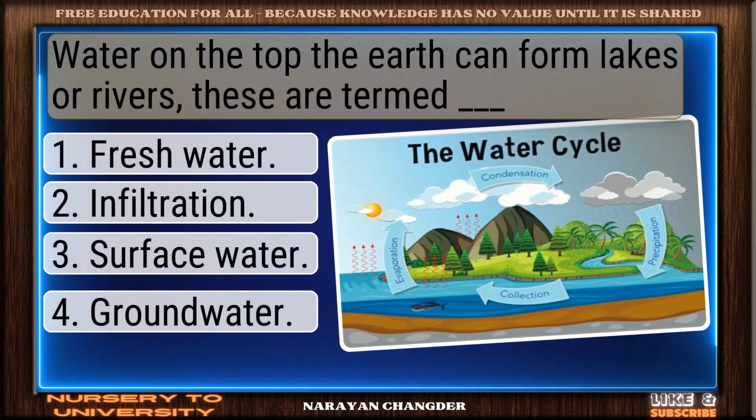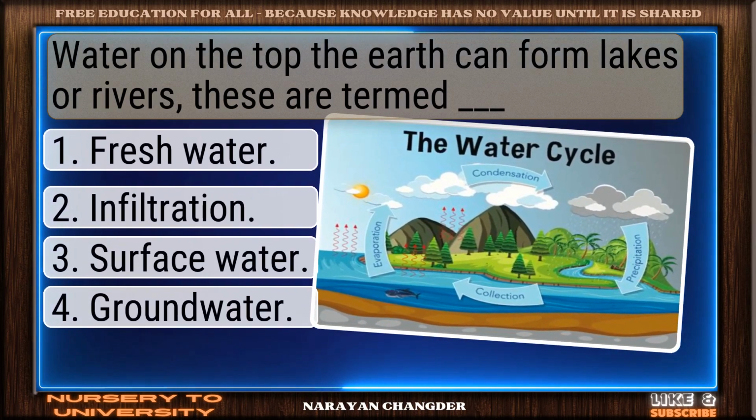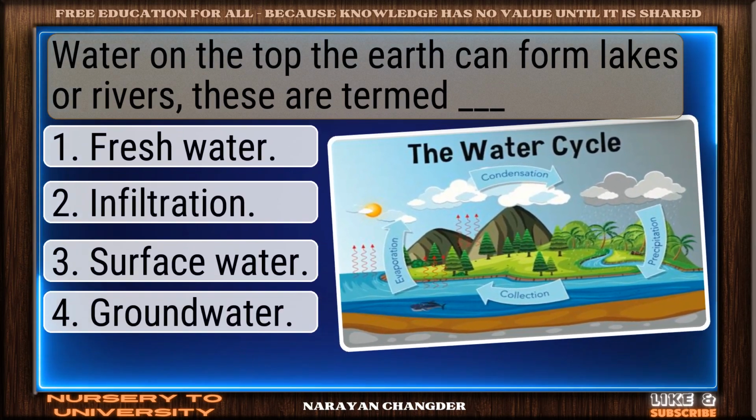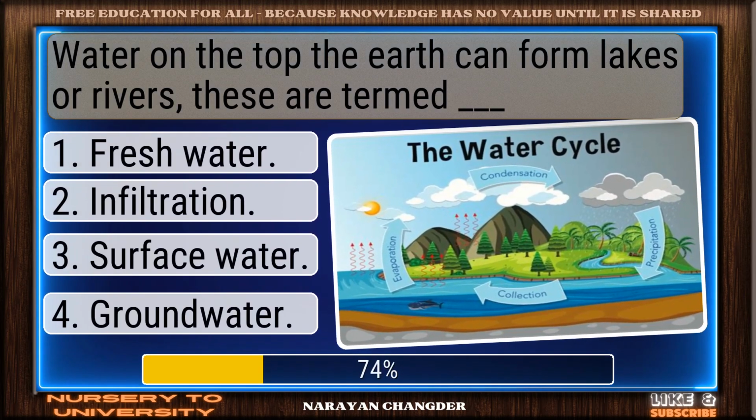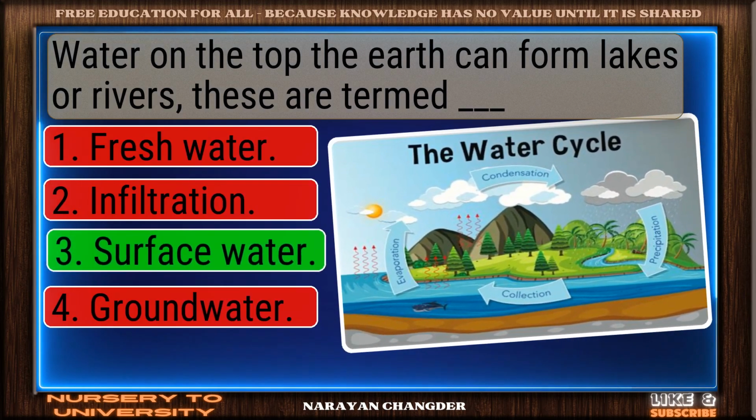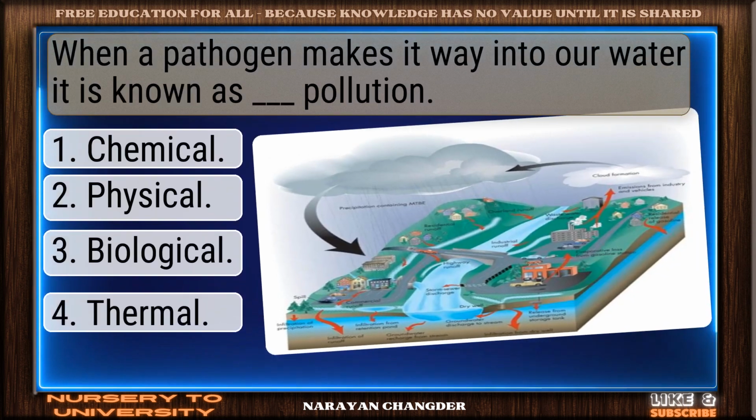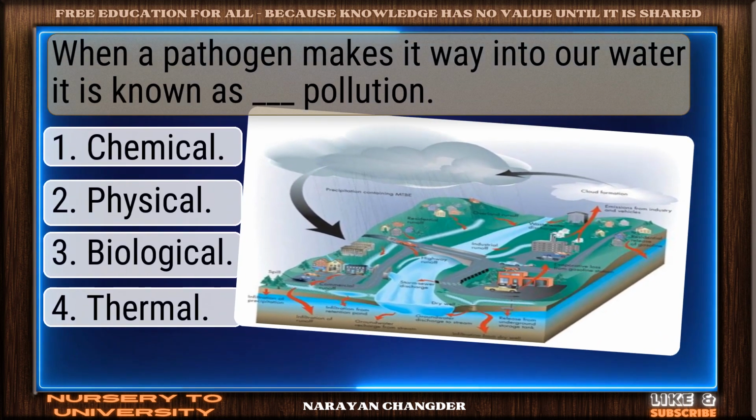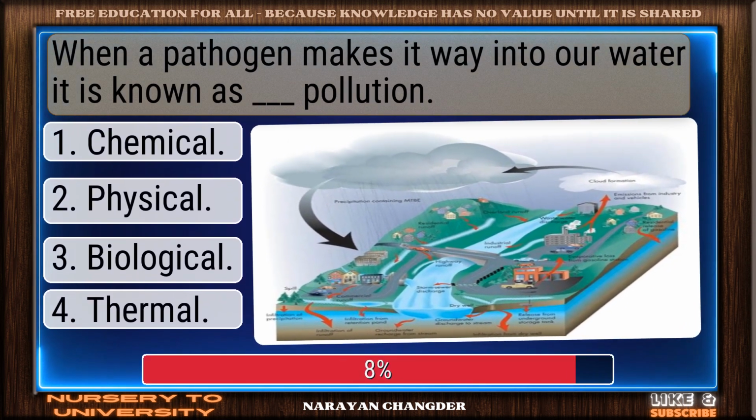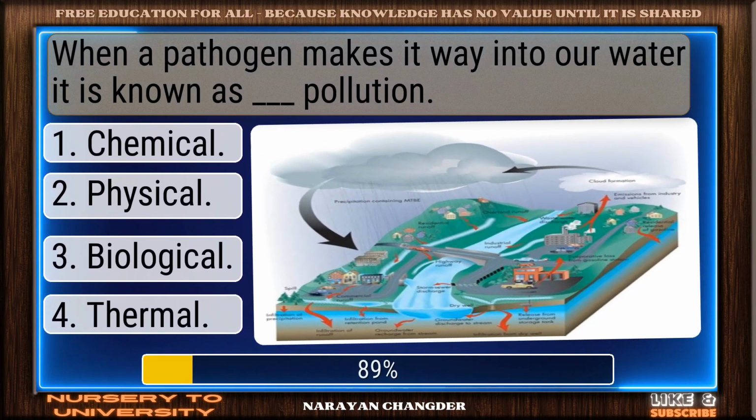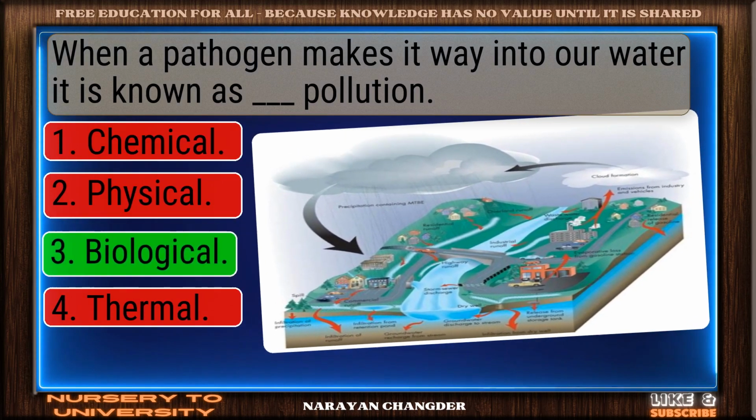Water on the top of the earth can form lakes or rivers. These are termed dash. Great job. Surface water is accurate. When a pathogen makes its way into our water, it is known as dash pollution. Perfect. Biological is the one.